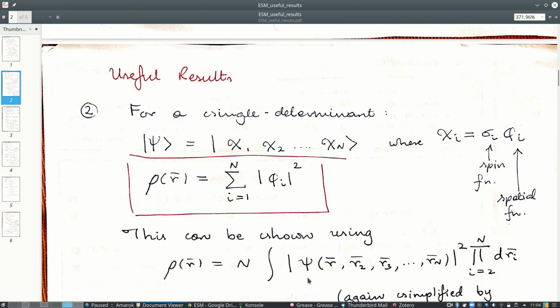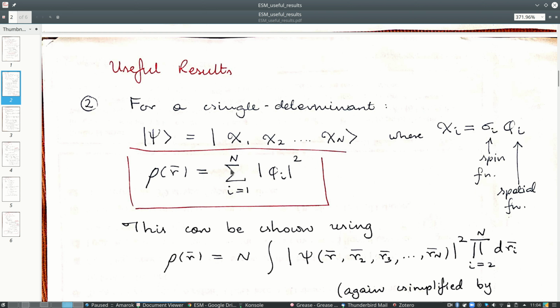The second one is sort of a corollary of the previous result. If psi was a single determinant given by spin orbitals chi1, chi2 all the way to chi-n, where each of the spin orbitals now is a spin function times a spatial function, then this density is written as the sum of i goes from 1 to n of phi i squared. Now you notice, we've seen this for the H2 case, where we showed this explicitly, and then what I said after that was that it hence follows that this result also applies for the n-electron case. But let's show how it's done here.